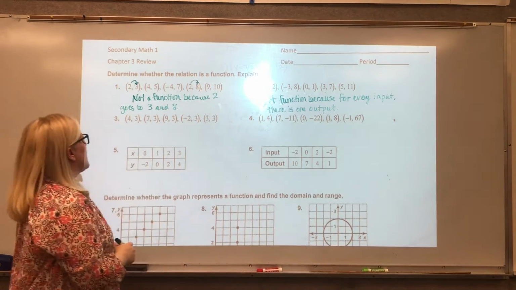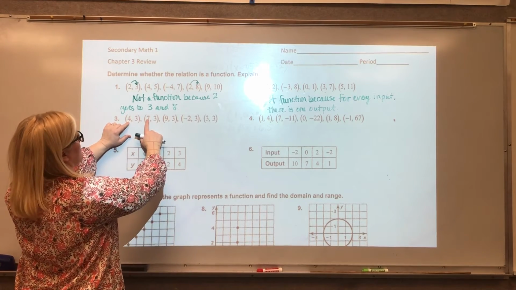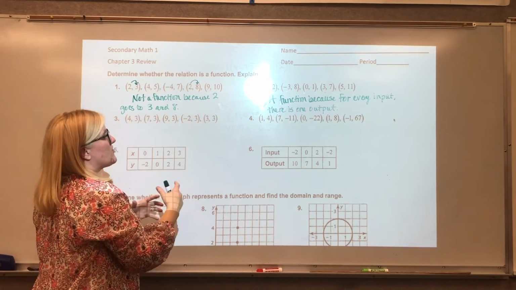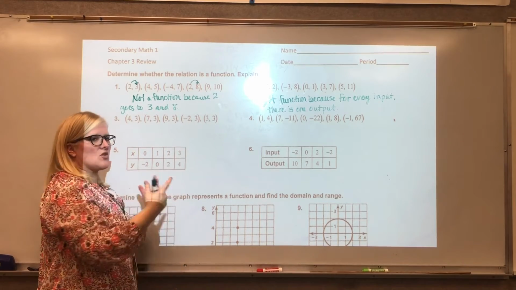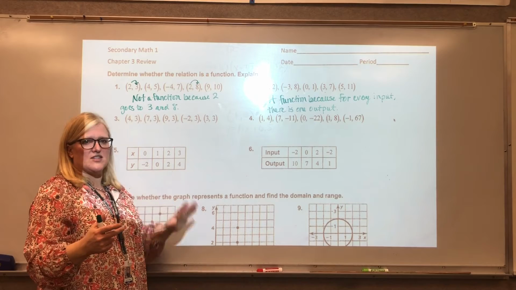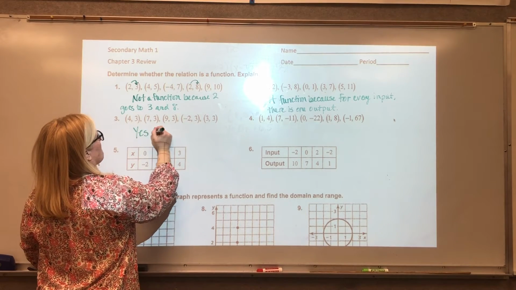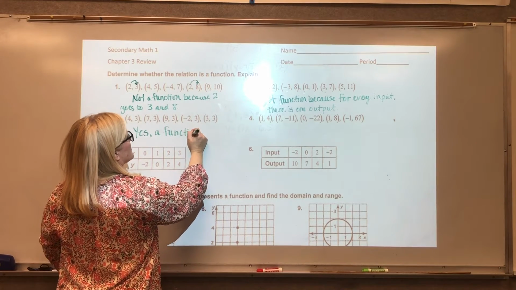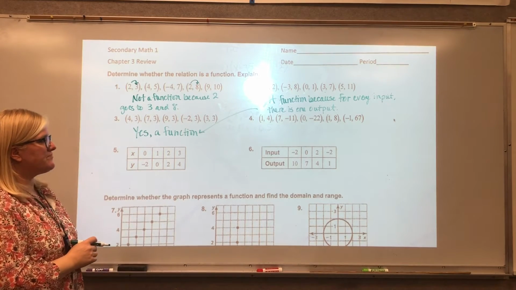Okay, here's the next one. Let's see, we've got 4, 7, 9, -2, and 3. So none of those are repeated. They're all going to 3, but that's okay. It's like having a Coke machine where every single button is Coke. So yes, this is a function, and it is for the same reason as number 2.